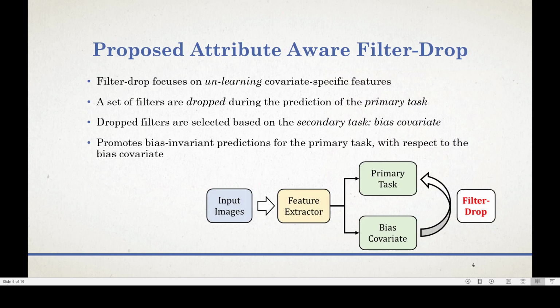Thus, in this research, we present a bias invariant learning technique termed attribute aware filter drop. The figure on the screen showcases the setup. The model is a multitask network which comprises a primary task and a bias covariate task. In our case study, the primary task is gender prediction from a face image. The bias covariate corresponds to the protected attribute against which the model bias is studied. In our case, the bias covariate is ethnicity.